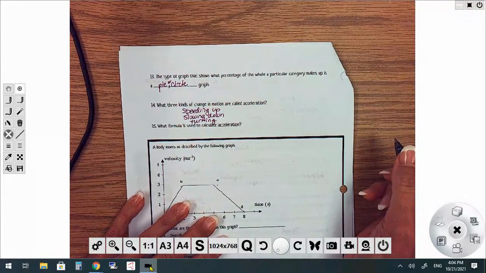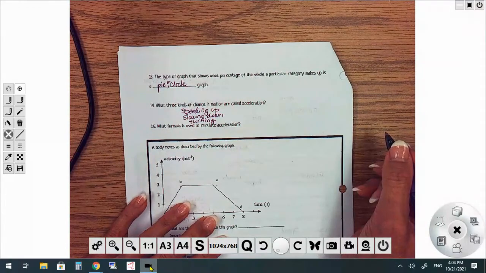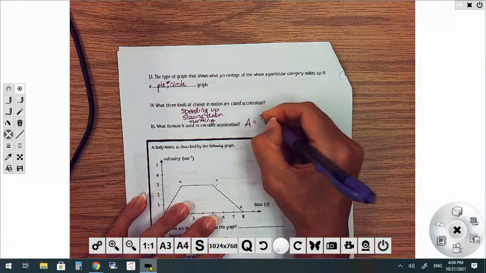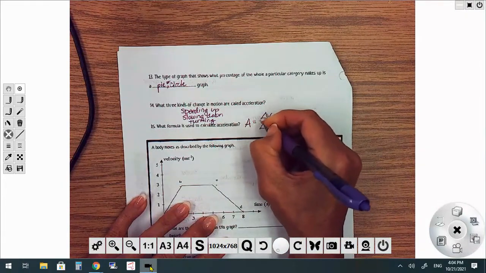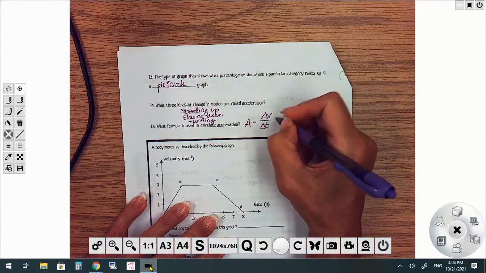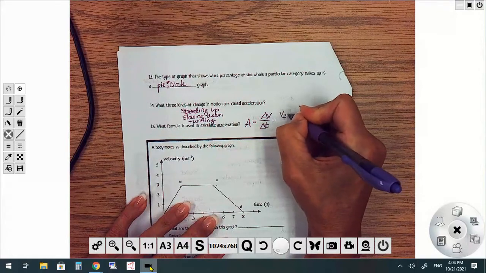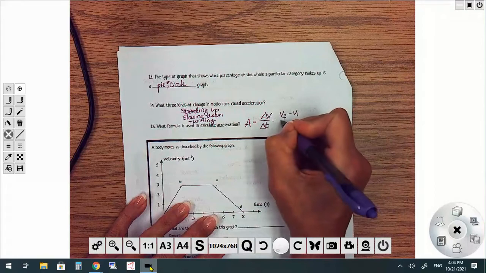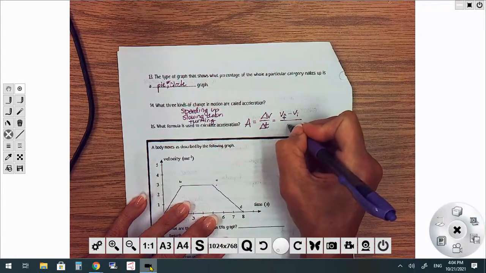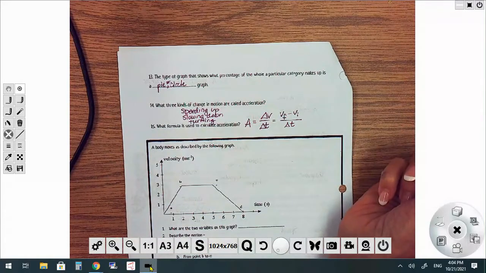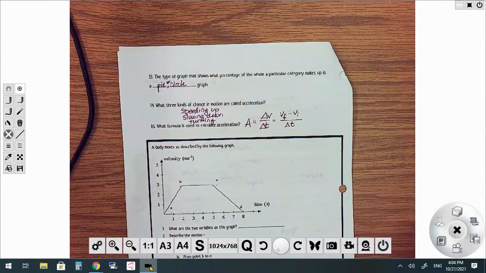And then what is the formula that we used to use to calculate acceleration? Acceleration is change in velocity over change in time. And we can say change in velocity could be also written out as your final velocity minus the initial velocity over that total amount of change in time. That's all for this section.